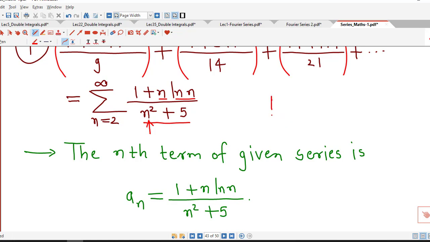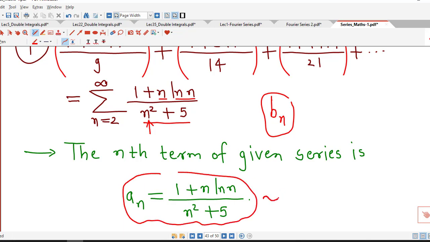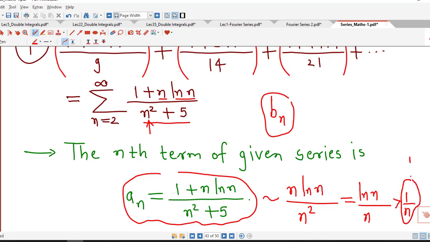Now again the problem is how to select the proper series sigma Bn. So for that we have to check the behavior of this series. For large n we can assume that this series will behave like n log n divided by n square, which is nothing but log n divided by n. And again for large n this will be greater than 1 by n. So from this we have the idea that we should select Bn equal to 1 by n.